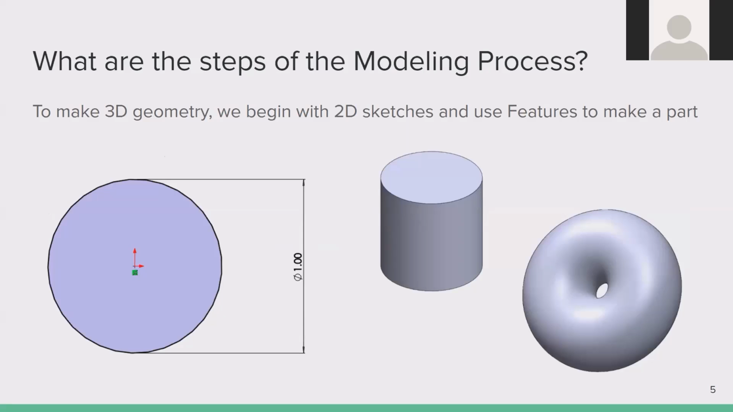All right, so jumping right into it, what are the steps of our modeling process? To make any 3D part, we start with 2D sketches, and then we're going to use features to make them three-dimensional. In the case here, I've got a circle that's got some dimensions and constraints on it, and then I can either take that and make a cylinder, or in this case, a donut. You could do different stuff with that, but we're basically taking these 2D images and moving them into 3D.